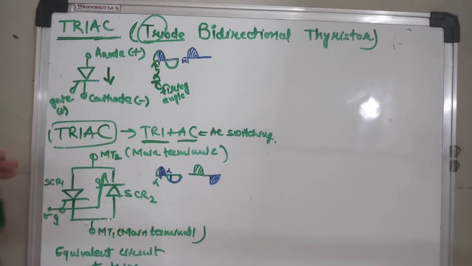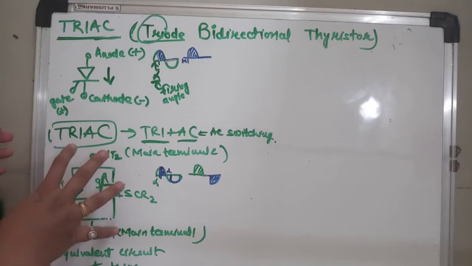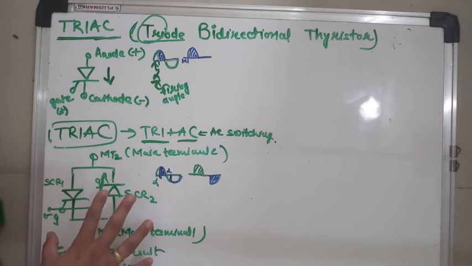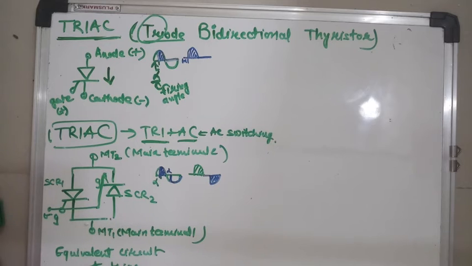A triac is a bi-directional device, meaning it allows the flow of current in both directions. So basically, a triac can be used as an AC switch and to control an AC load. Now let's study the structure of a triac.